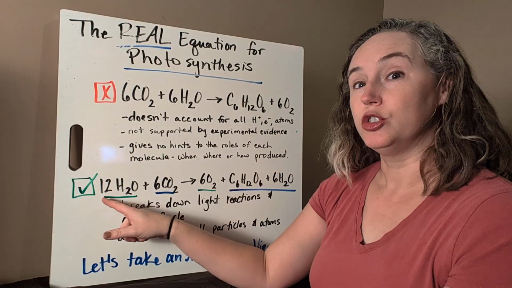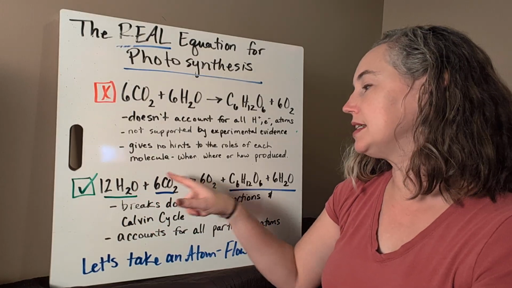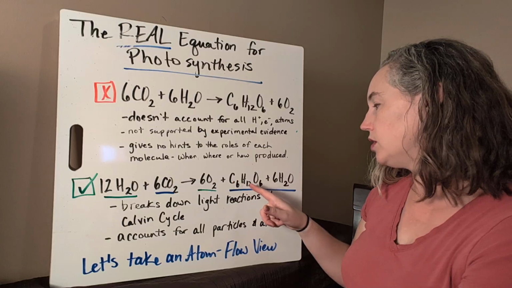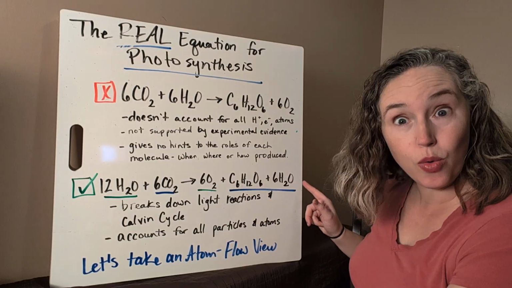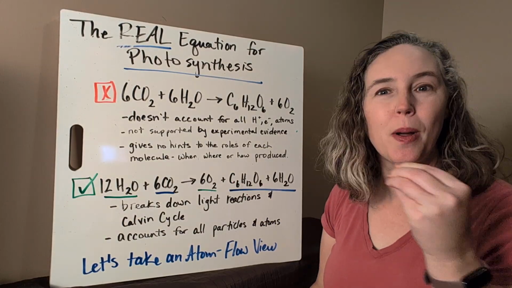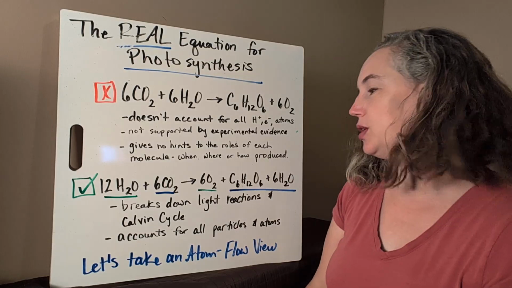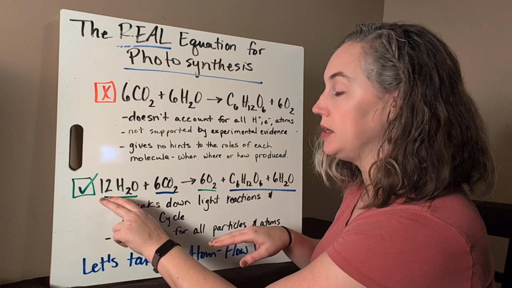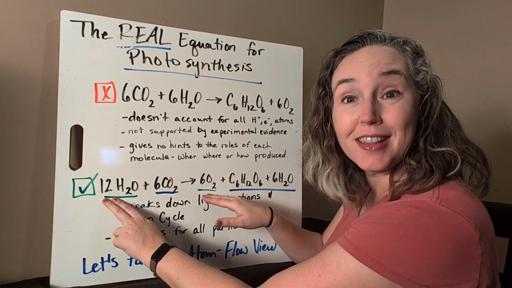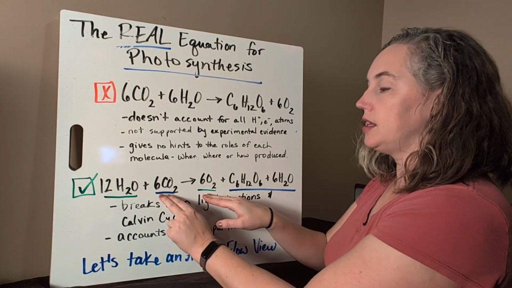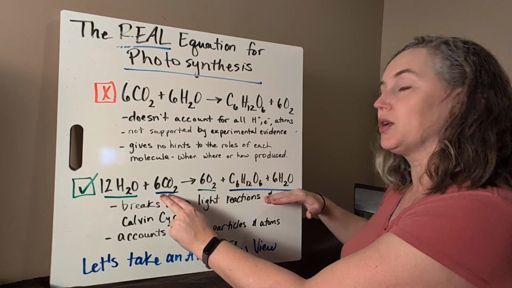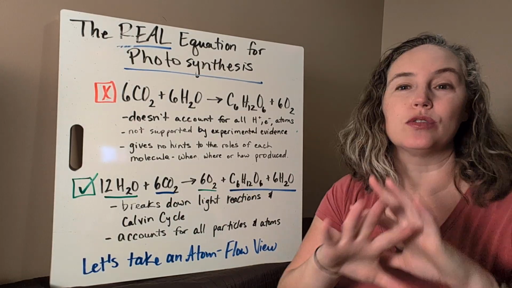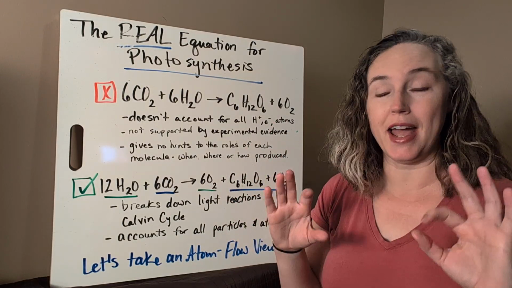This equation, 12H2O plus 6CO2 yields 6O2 plus 1 glucose plus 6 new water, is a much more accurate telling of the story of photosynthesis. It breaks down the reactants and the products of the light reactions, and the reactants and products of the Calvin cycle and afterwards. And it accounts for all the particles and all the atoms.